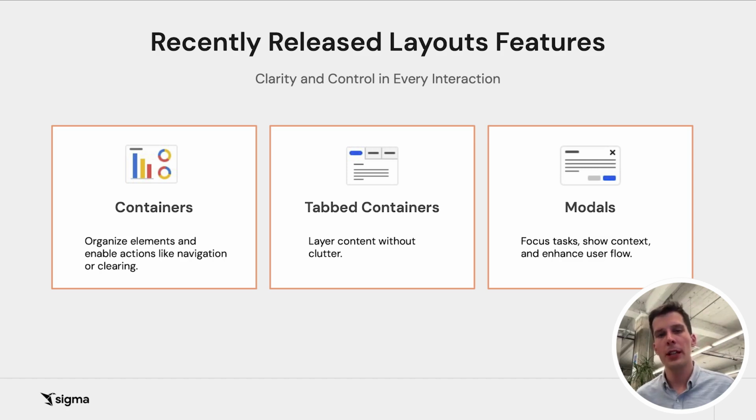Tab containers build on top of this container foundation by allowing multiple content layers within the same workbook canvas, and by allowing users or actions to navigate between them. This means you can dynamically show different content without increasing visual clutter or consuming additional space.